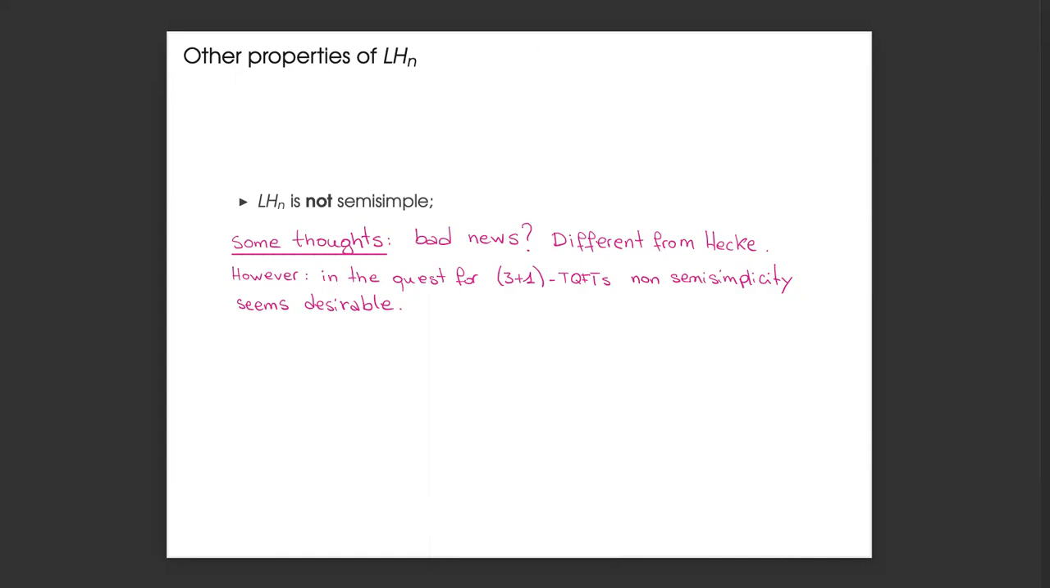However, in studying 3+1 TQFTs, the ones that are not trivial usually come from non-semi-simplicity. So maybe it's not bad news.